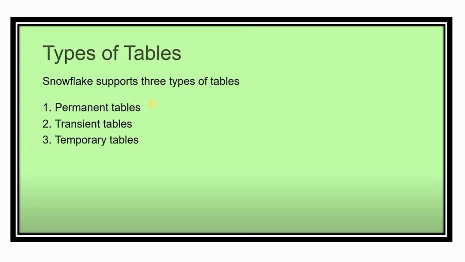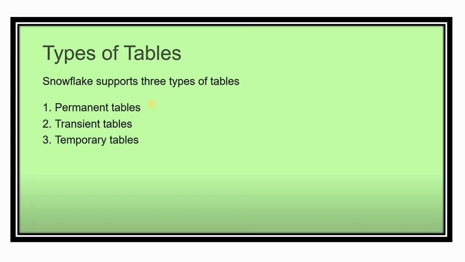Okay, and talking about the temporary tables, temporary tables are just for testing work or development work, and the temporary table does not have any fail-safe period or retention period. Okay, and all these tables exist in our database. The permanent table and the transient table will exist in our database until we drop them explicitly. Okay, and the temporary table will automatically drop when you end that session. Okay, so let's understand these tables one by one.